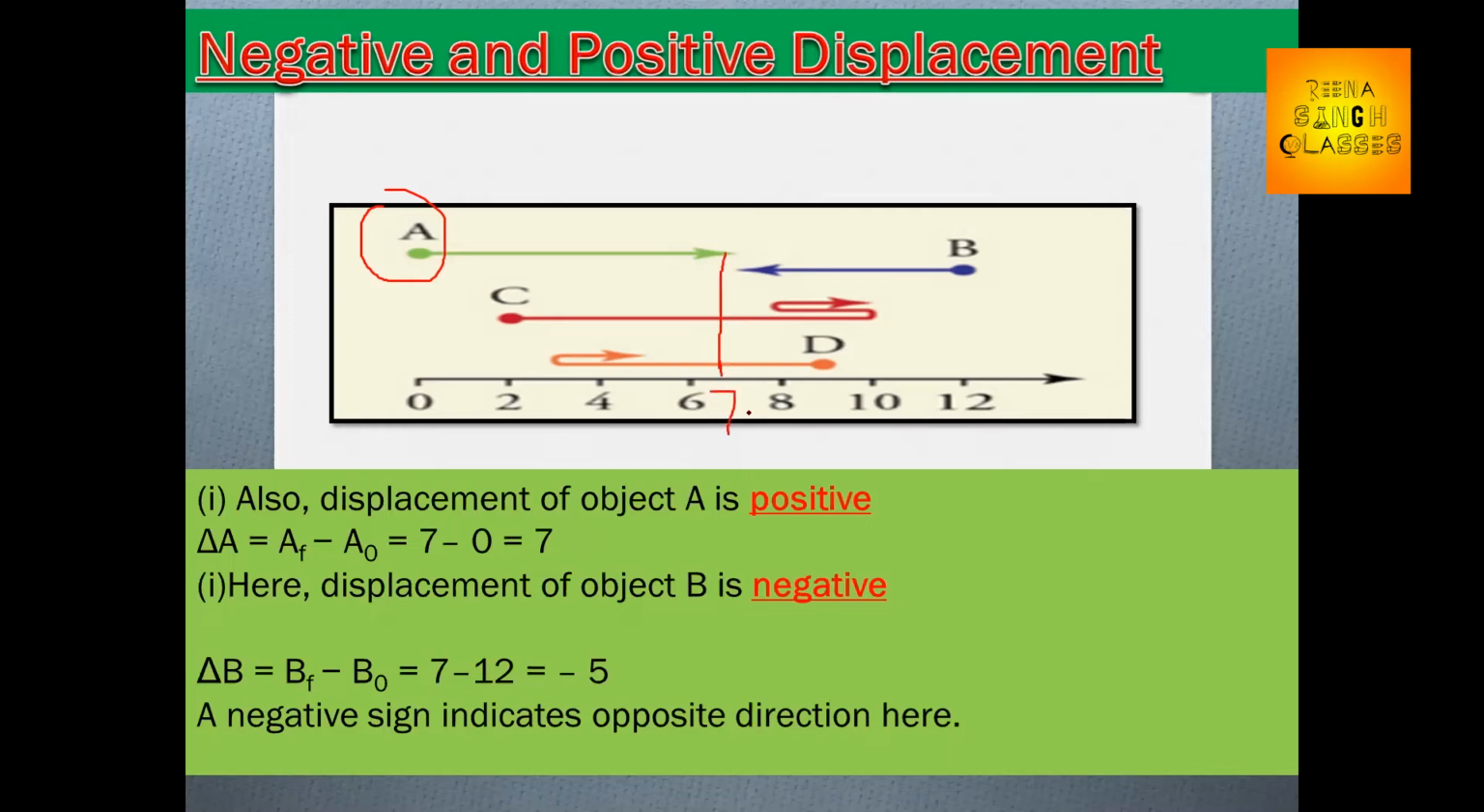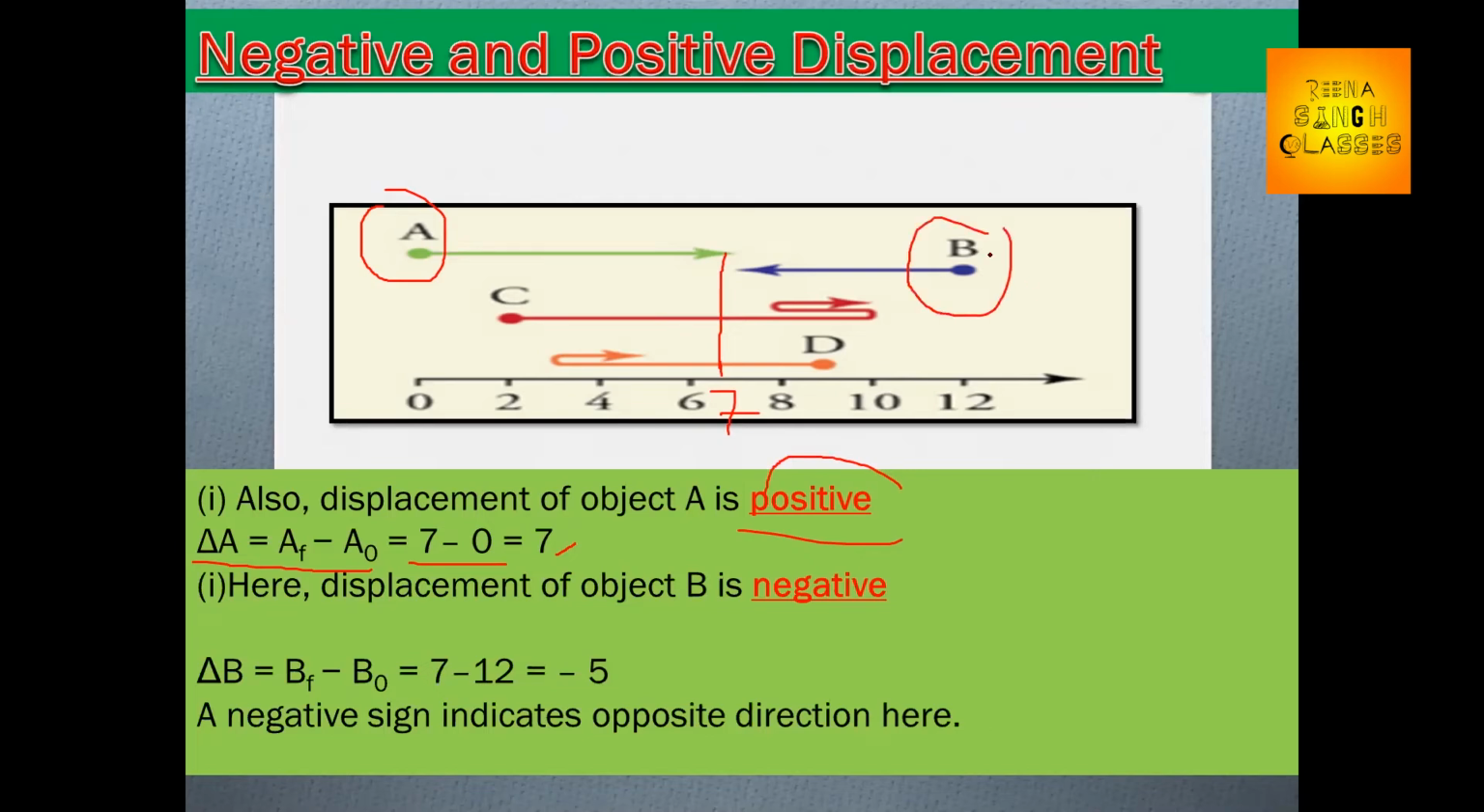What we have learned: displacement is change in position. Delta x is equal to final position minus initial position. So in this case, delta A is equal to final position minus initial position. What is the final position? 7. What is the initial position? 0. So we get 7 and the object is moving towards right. So displacement is positive.